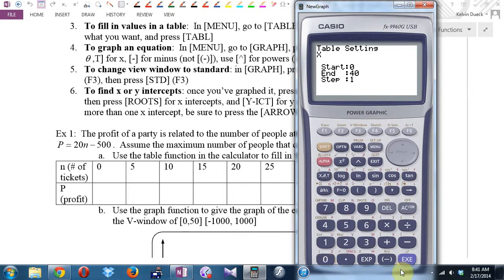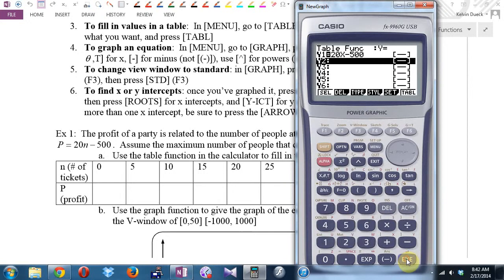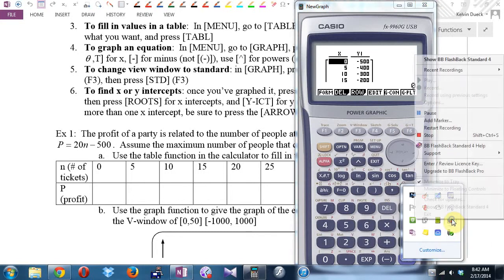Okay, 40. And step is what you want the table to go up by. Look at my chart. What am I going up by? 5s. Okay? And then if you hit execute again, it takes you back. Or you hit enter twice, takes you back to here. And then to view the table, press F6. Got an error? Okay, let me pause. My guess is you hit negative instead of subtract.